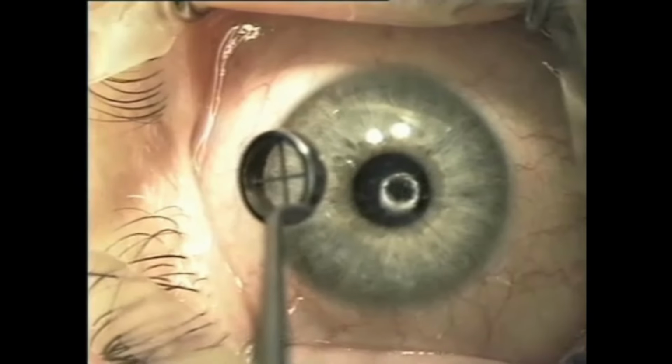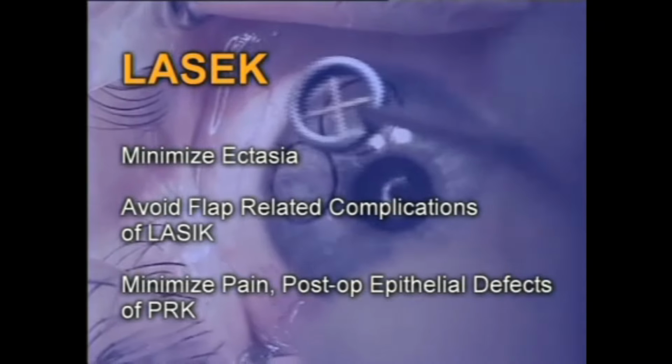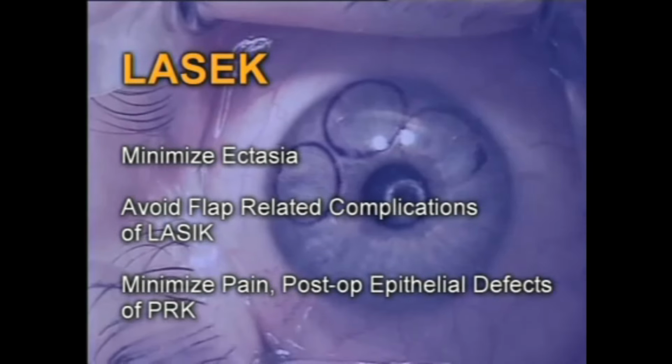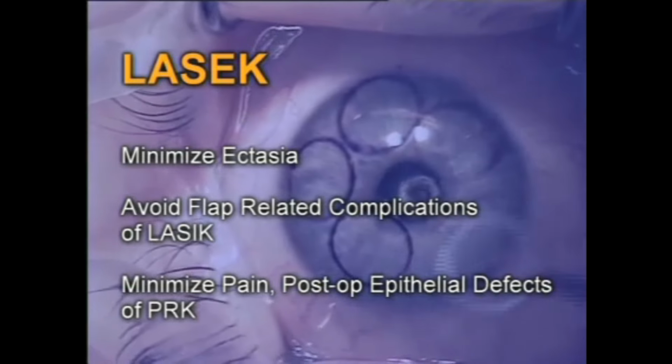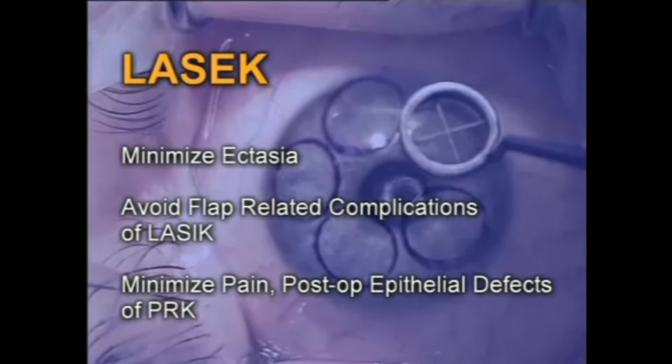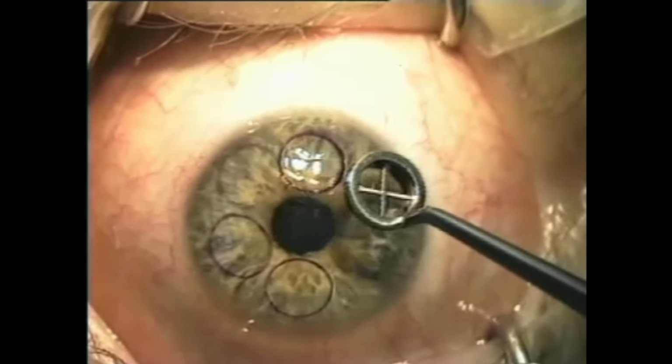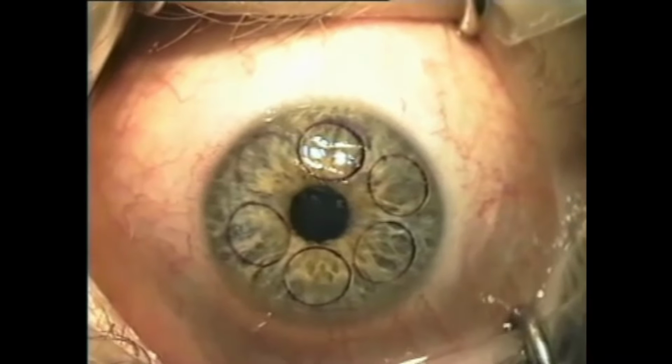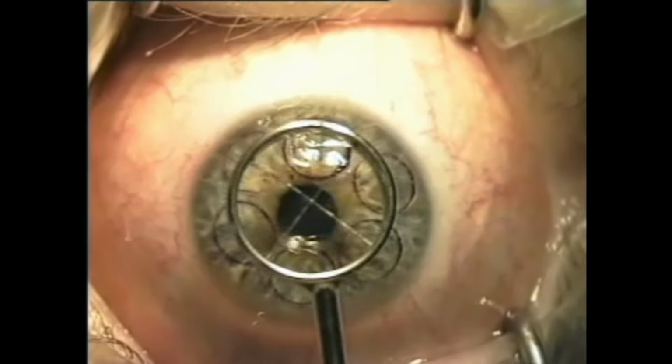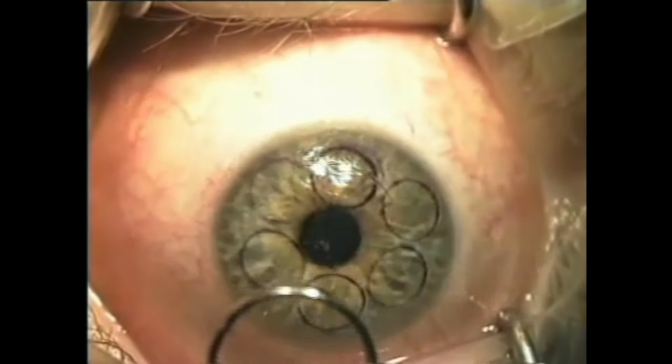The rationale of laser epithelial keratomileusis, or LASEK, surgery is to preserve corneal tissue, minimize ectasia, and avoid the flap-related complications of LASIK, while minimizing the incidence of pain and postoperative epithelial defects characteristic of PRK. Essential in LASEK surgery, attention should be paid to the drape and speculum and anesthetic drops in the fornix. Pre-placed epithelial marks are essential to allow repositioning of the epithelial flap at the conclusion of the procedure.